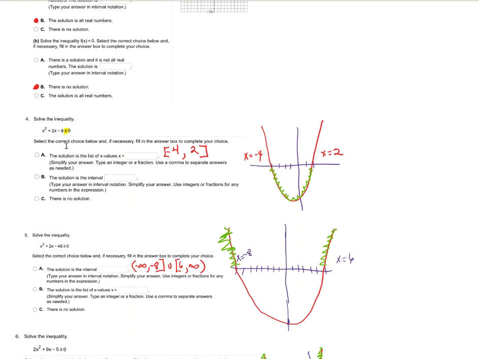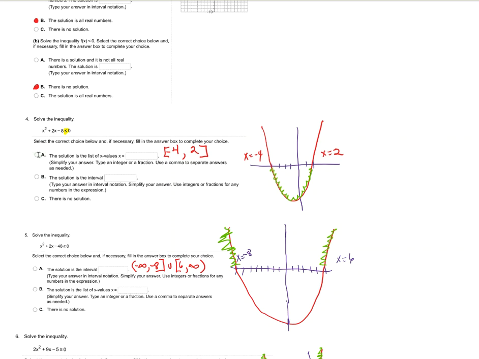Number 4. Again, we're in the right format. We have less than or equal to. We graph it. I sketched it. I found the x-intercepts, -4 and +2. And I know that my answer is below, so that is the green part here. And we know because it's less than or equal that we're in brackets. So bracket -4, comma 2.